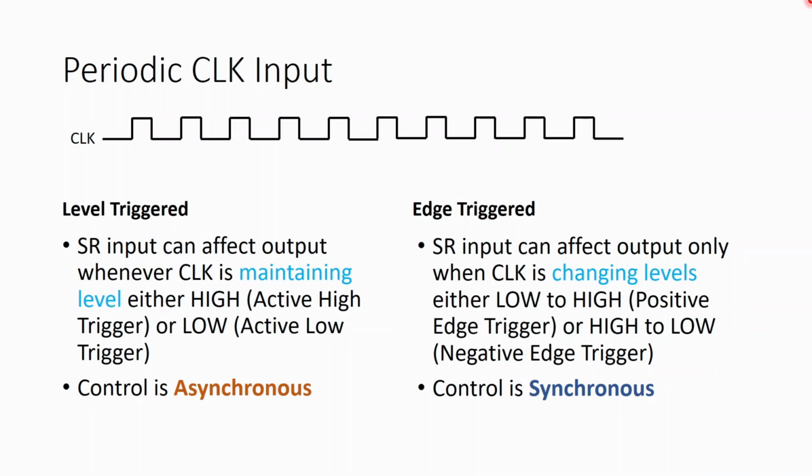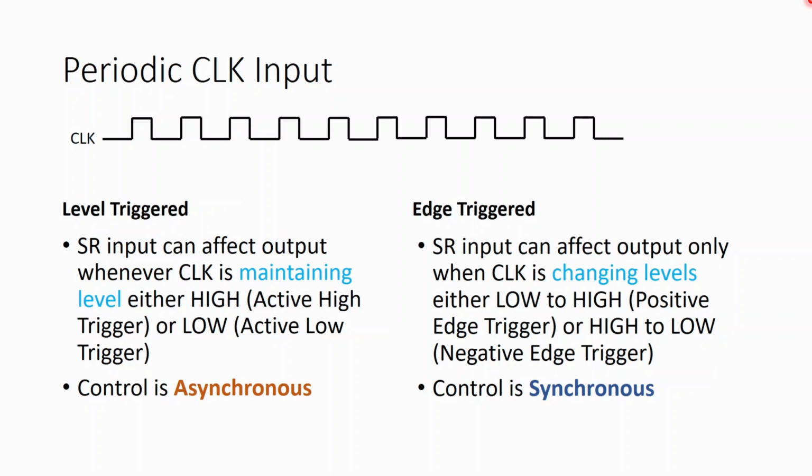Whatever it be, suppose for our ease of understanding, active high level trigger means when the clock is high or the clock is 1, at that time if I change my SR input, the output will change. This is level triggered. This can happen also for active low, that means when the clock is 0 and I change my SR input, then the output will change. The control is asynchronous here because the change of the output is not depending on the clock input's changes.